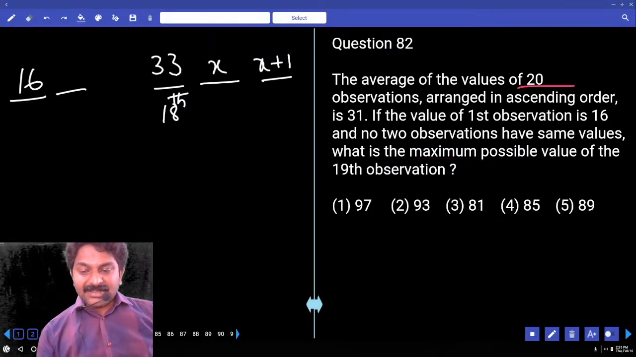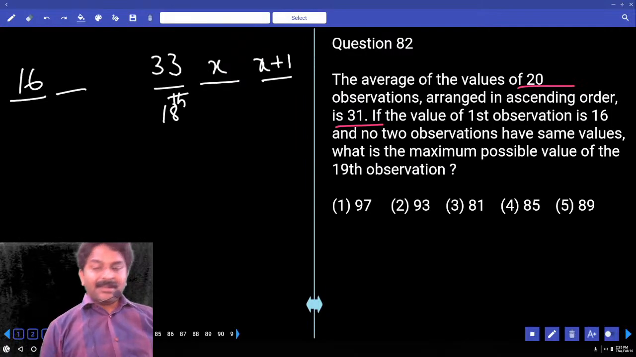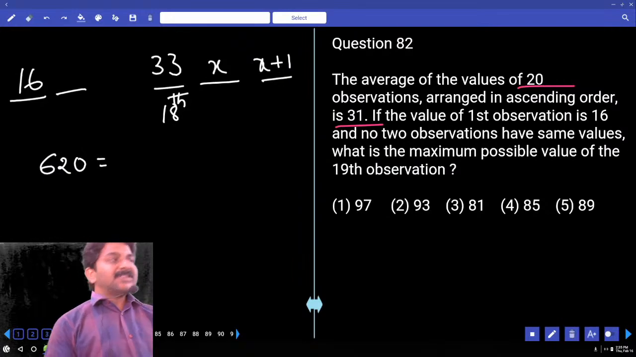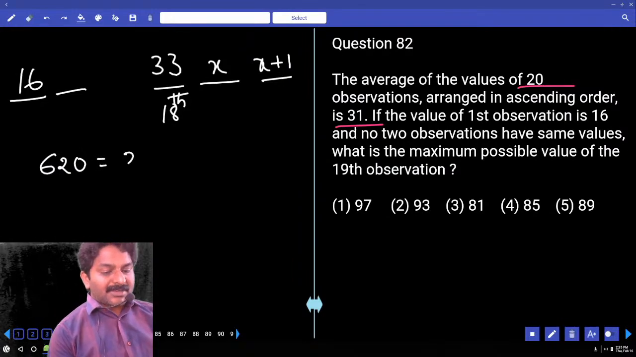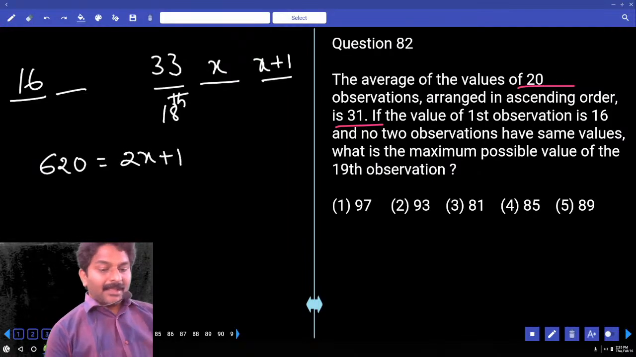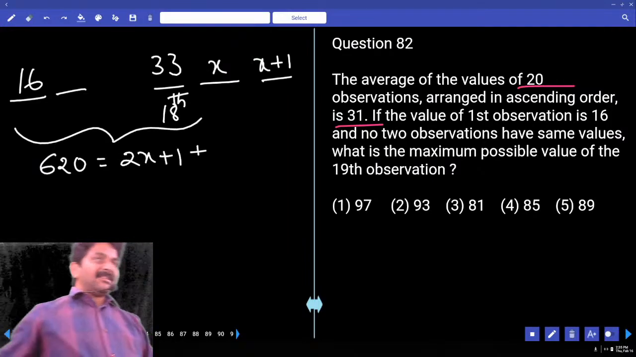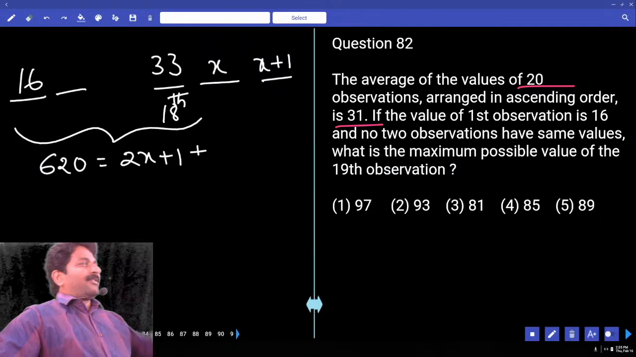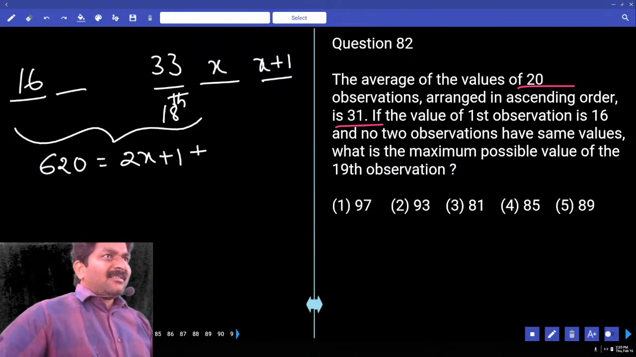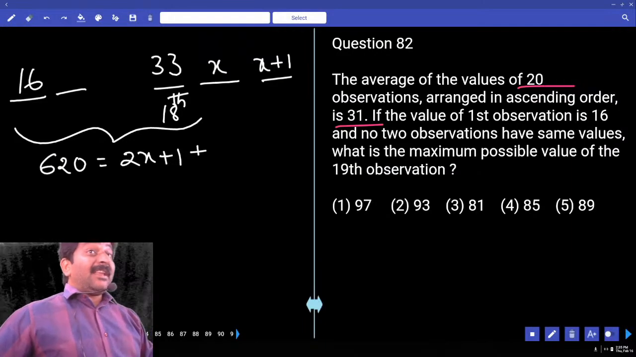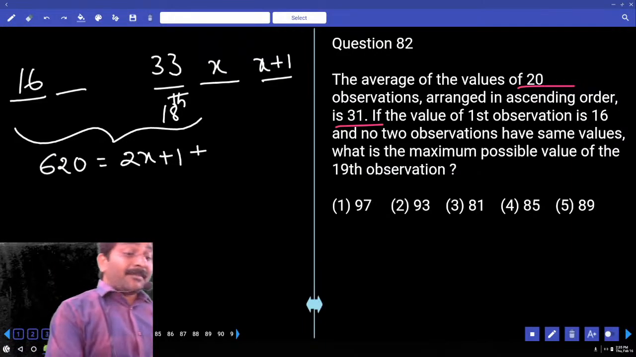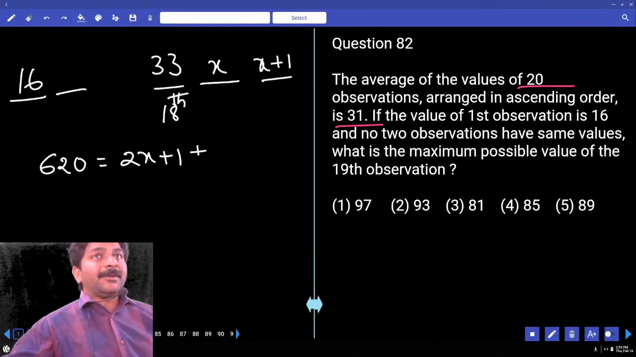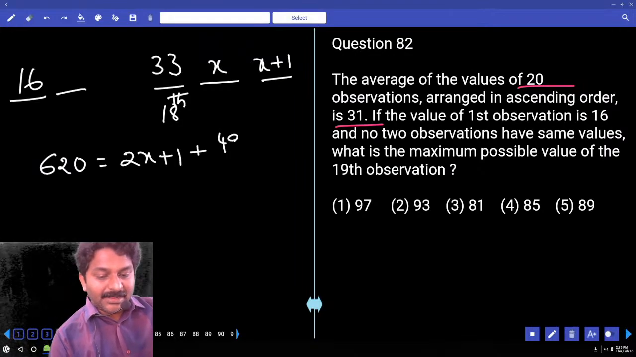There are 20 numbers and their average is 31. The sum is equal to 620. That must be equal to the sum of all 20 numbers. The sum of the last two numbers I know already, 2x plus 1. And we need to write the sum of the other numbers. How many numbers are there? 18 numbers. Is it really required to write from 16 to 33 and then add? Not required, right? But still we need to calculate the sum. How to calculate the sum? Average multiplied by the number of numbers. Average in the sense first number plus last number divided by 2, which is 49 by 2.